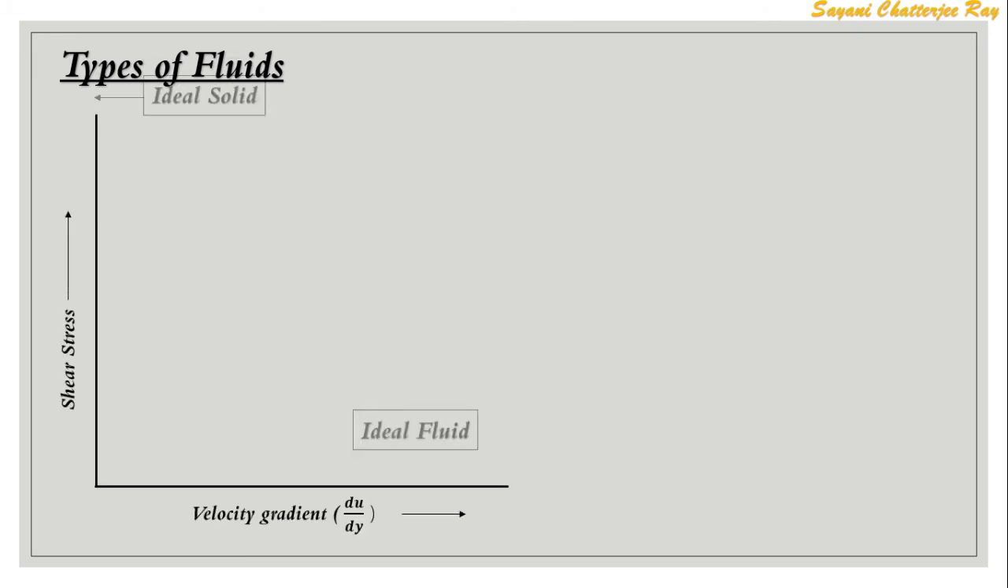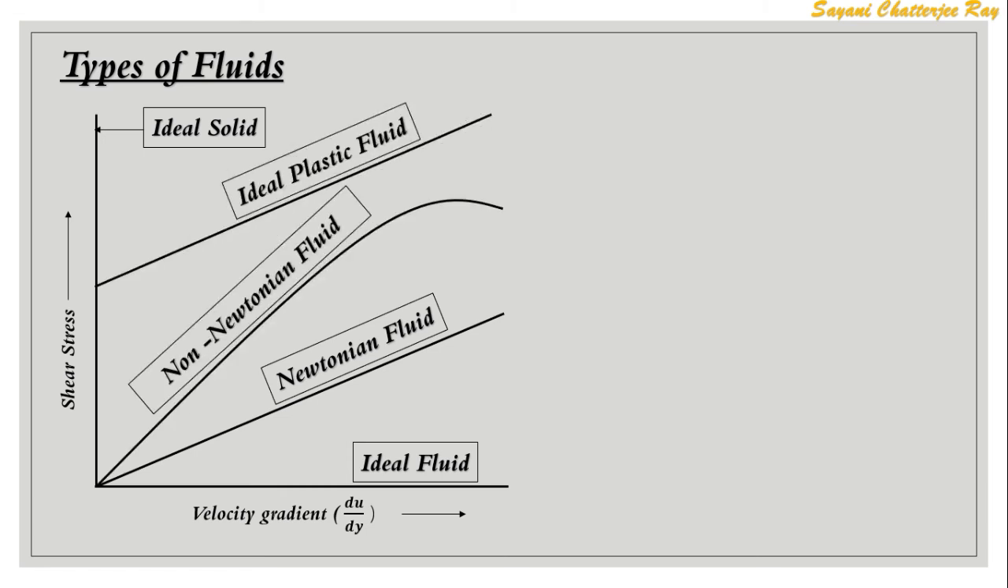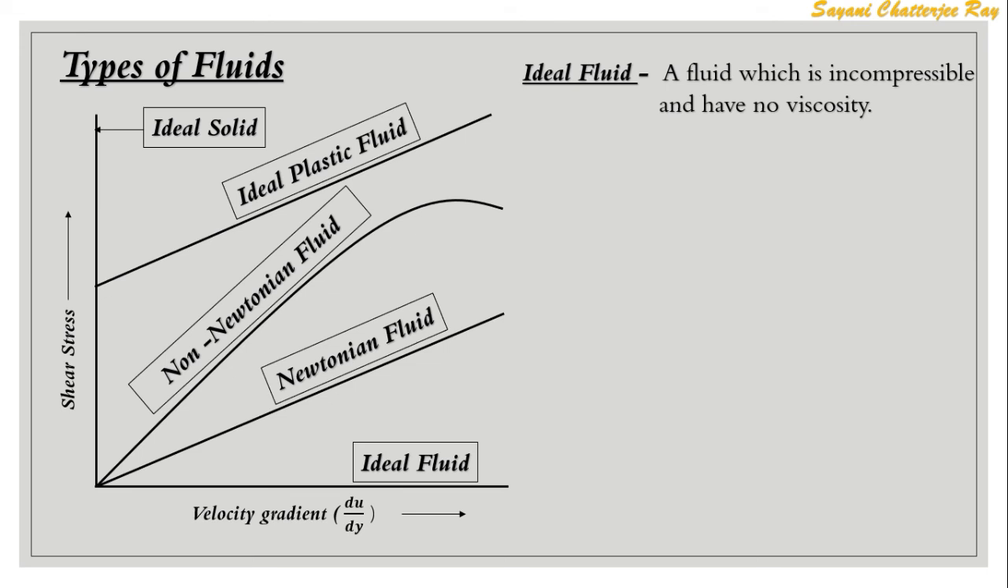There are various types of fluids such as ideal fluid, Newtonian fluid, non-Newtonian fluid and ideal plastic fluid. Now let's understand what is an ideal fluid. Ideal fluid is actually an imaginary fluid, as all fluids which exist in nature have some viscosity. A fluid which is incompressible in nature and has no viscosity is called an ideal fluid. Real fluids. All fluids in actual practice are known as real fluids because a fluid which possesses viscosity is called a real fluid, and in reality all fluids actually possess viscosity.